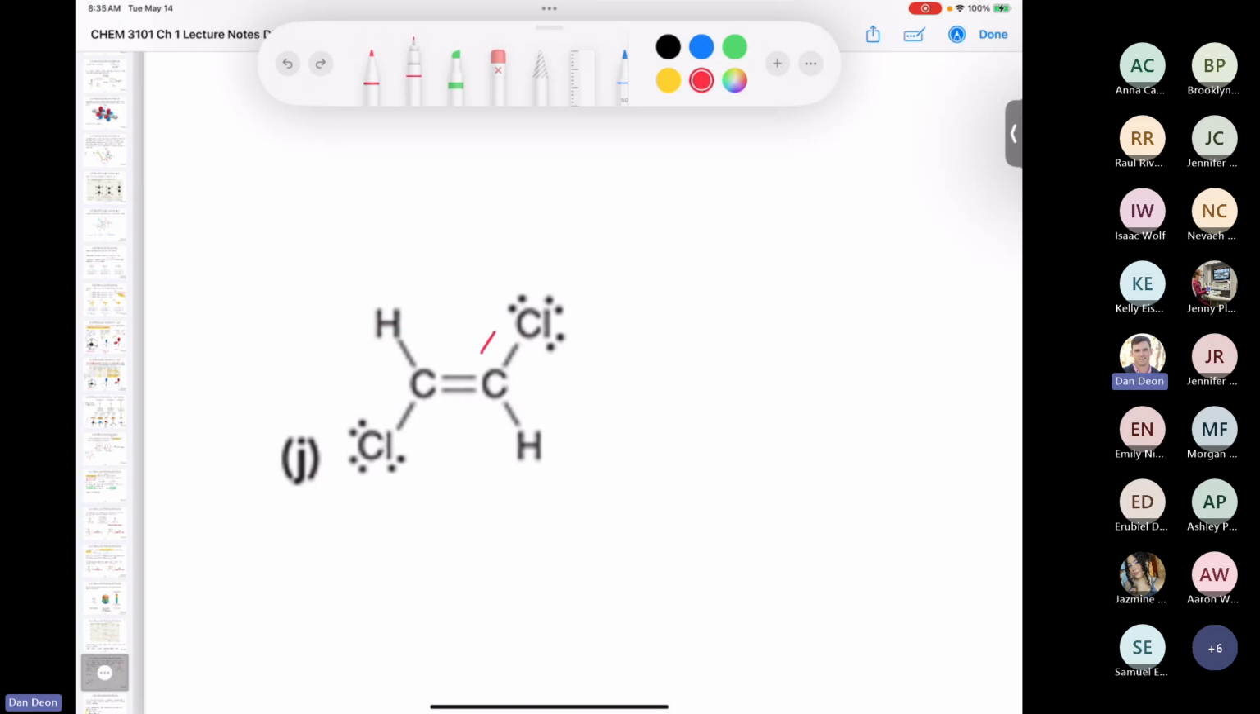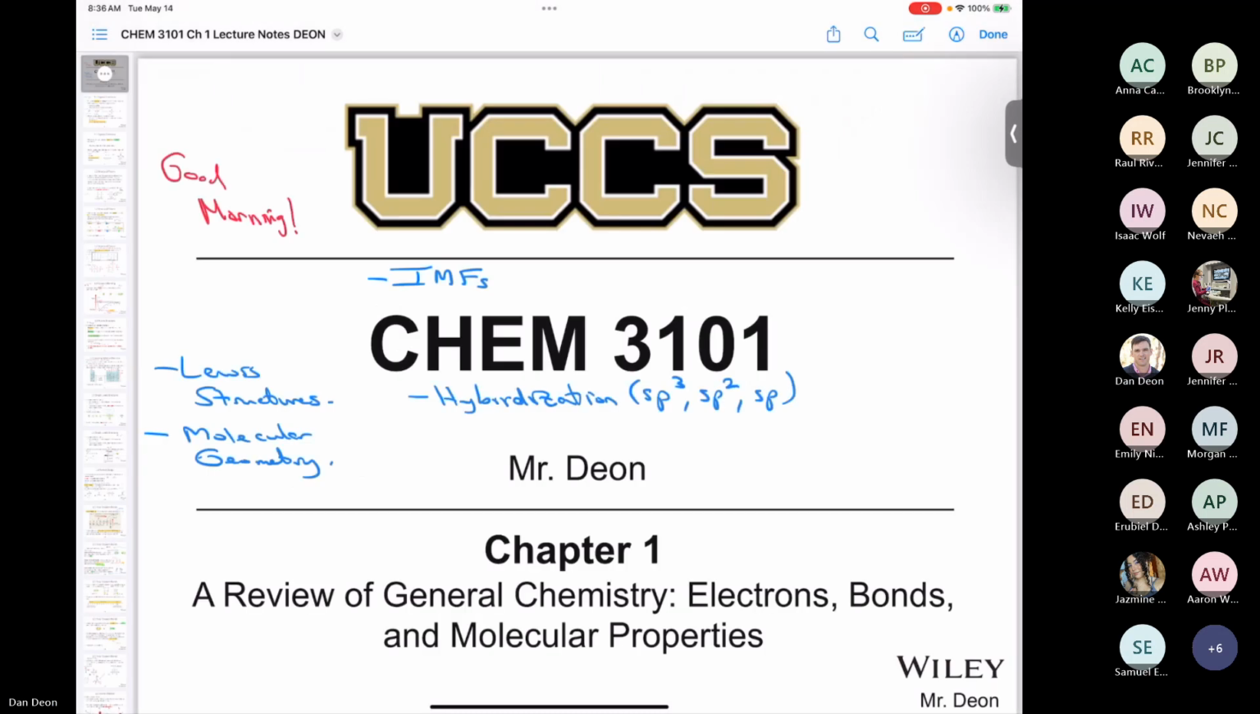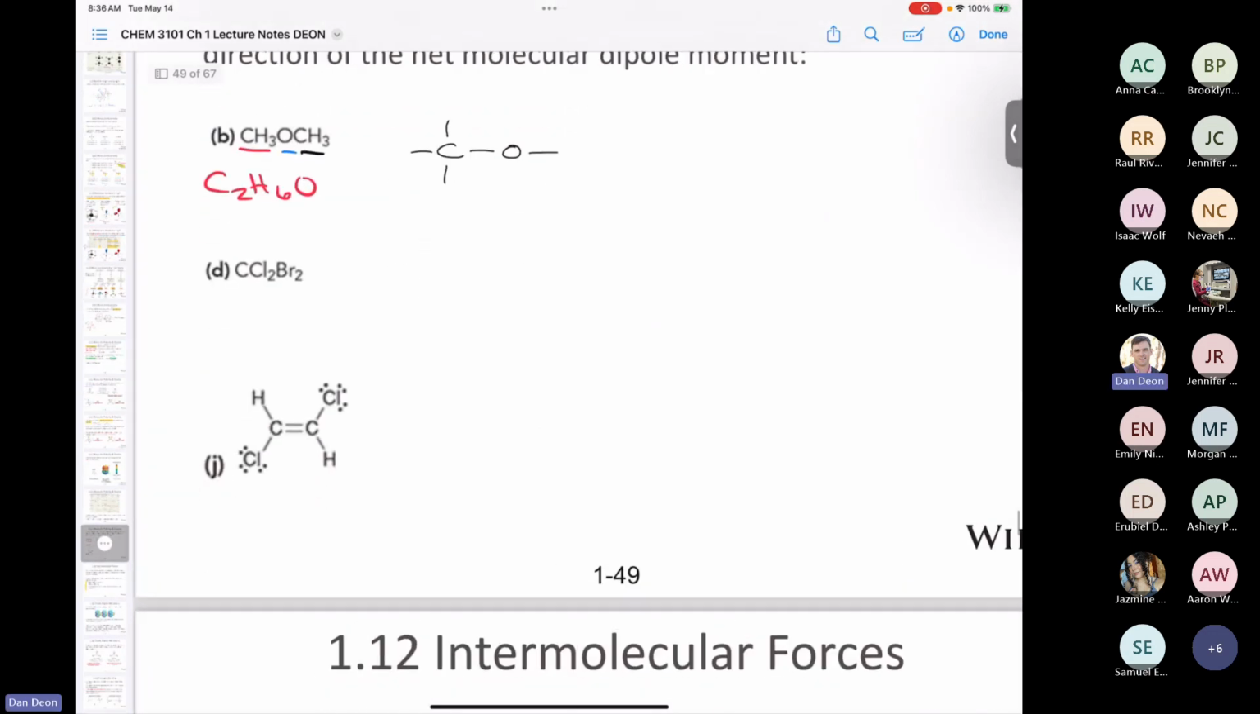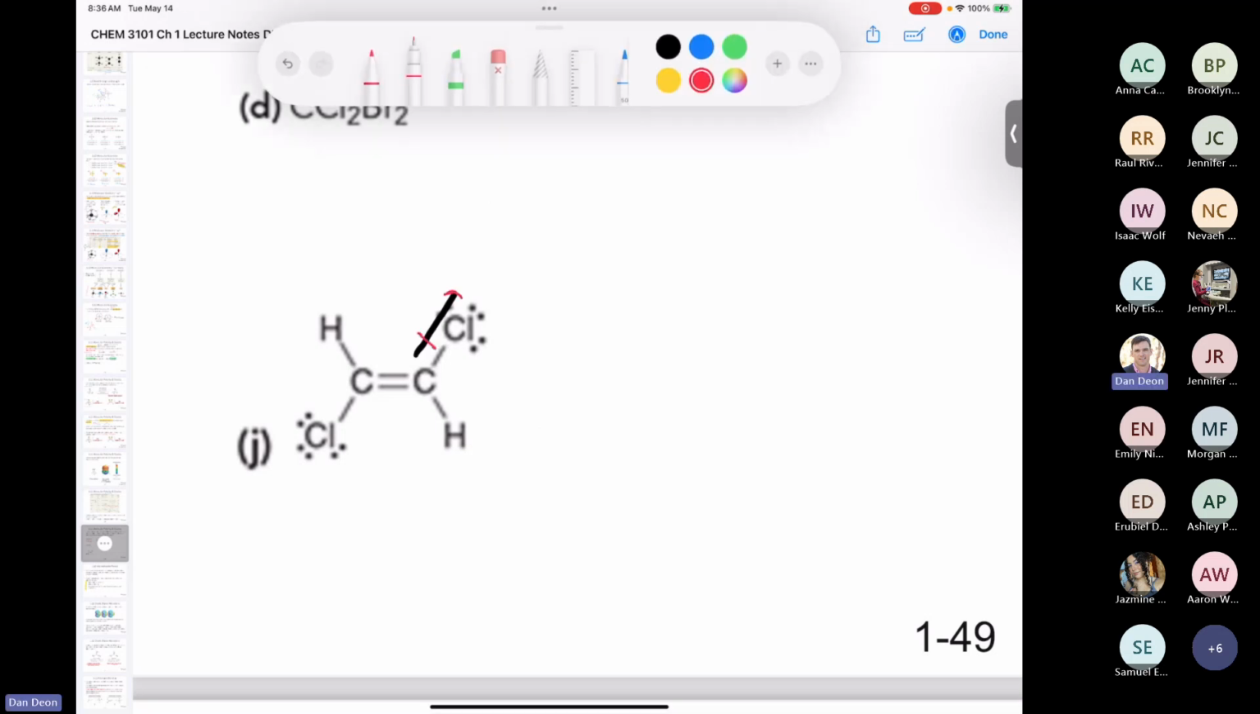Okay, we have a polar bond going in this direction. Let me erase that. I'll fix it. We have a polar bond going in this direction. And then we have a polar bond going in this direction. Those are the only polar bonds in the molecule. Okay, so there are polar bonds in here. But is this a polar bond? Or sorry, is this a polar molecule? Yes or no?